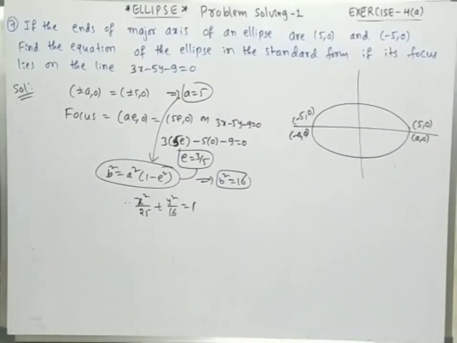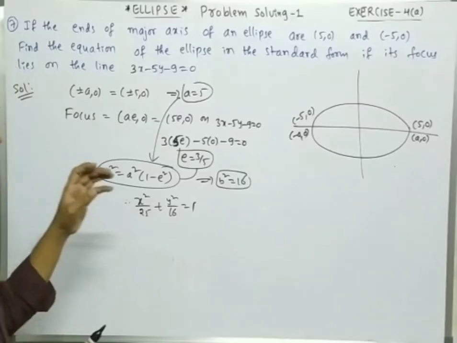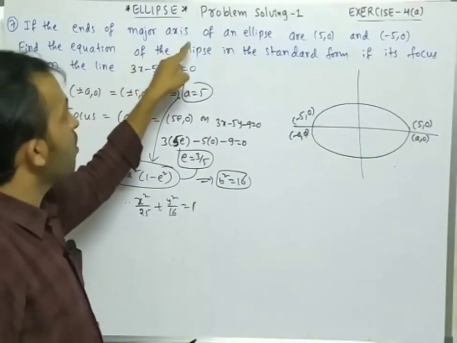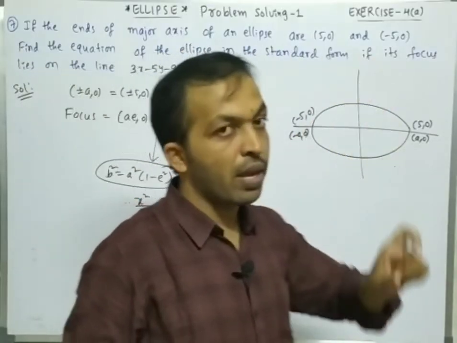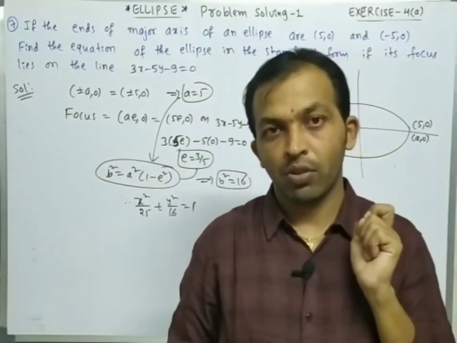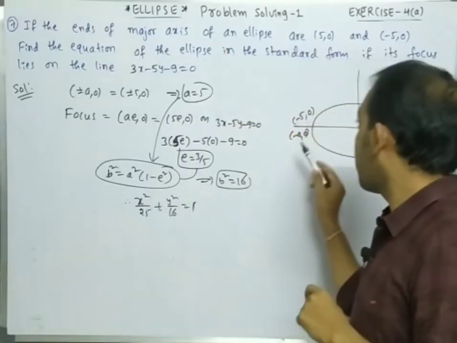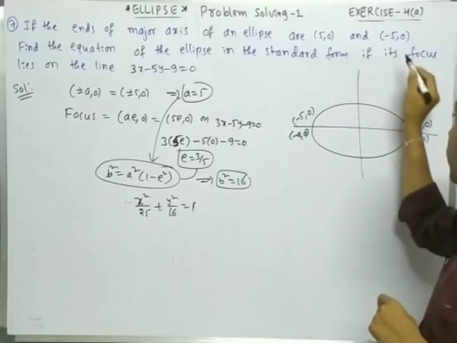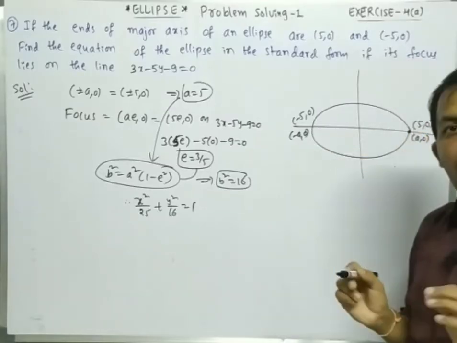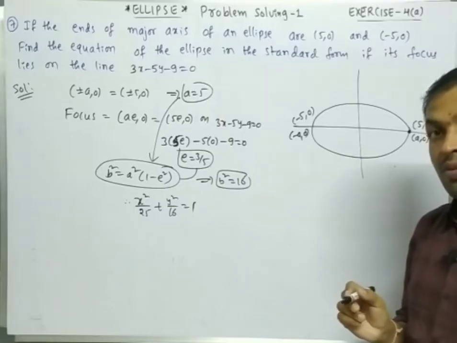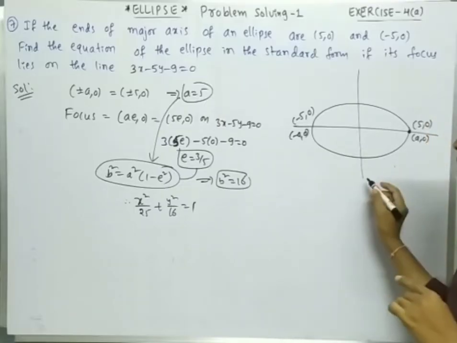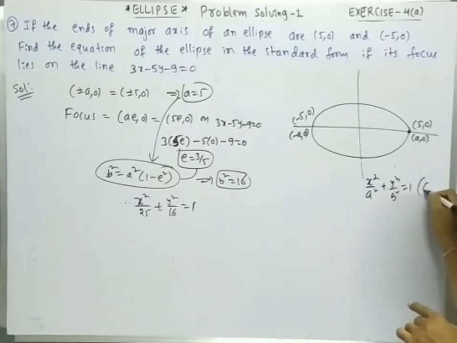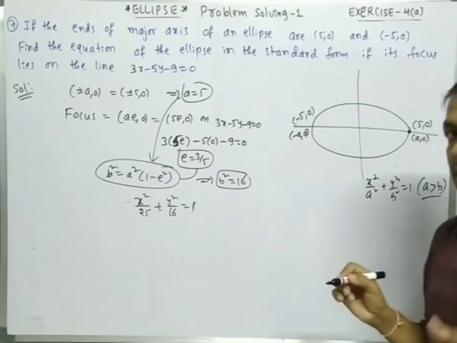For this problem also I am giving a hint, solve it yourself, because this is also similar to previous problems. If the ends of the major axis of an ellipse are 5 comma 0 and minus 5 comma 0, that means this is the major axis. The vertices lie on the x-axis, right? 5 comma 0 and minus 5 comma 0, therefore that is the major axis. So the equation is of the form x square by a square plus y square by b square is equal to 1, where a is greater than b.